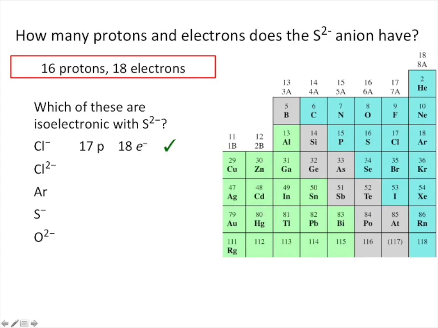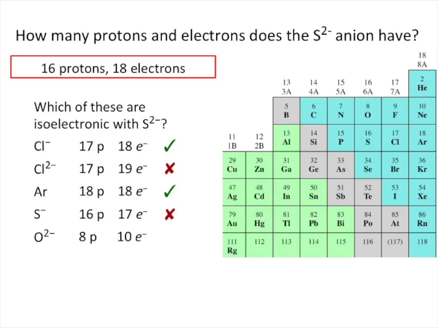Okay, if you were to have Cl2-, well then it has the same number of protons but now an extra electron, and this is not isoelectronic. Argon has 18 protons and 18 electrons as a neutral atom, and so that would be isoelectronic. The sulfur 1- ion has only 17 electrons, that's not isoelectronic. And the oxygen anion has 10 electrons, and thus it's not isoelectronic.